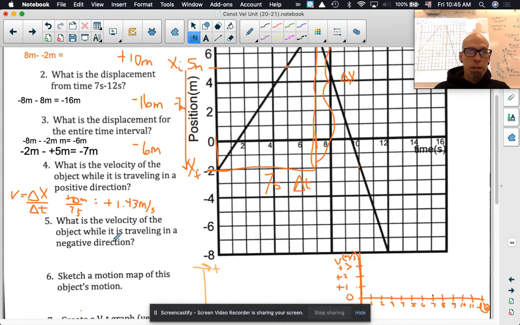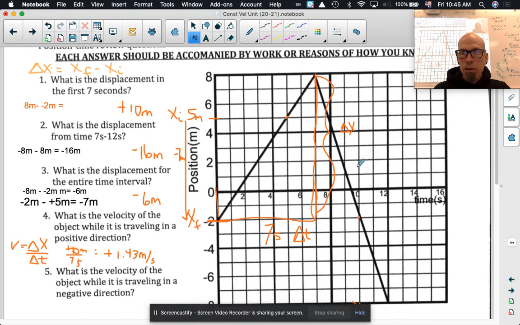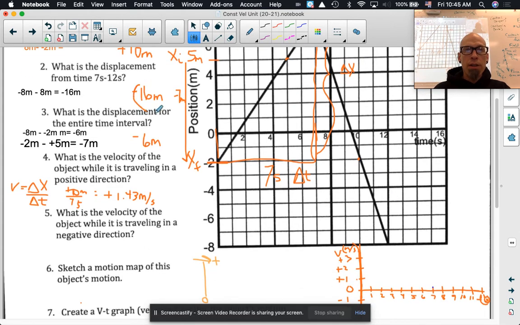Now the next section, what is the velocity of the object while it's traveling in the negative direction? Well, again, negative direction, that whole section. We already found something out, didn't we? We found out that the displacement is negative 16 meters. So it's negative 16 meters, just like we just did, over how many seconds? That took 5 seconds.